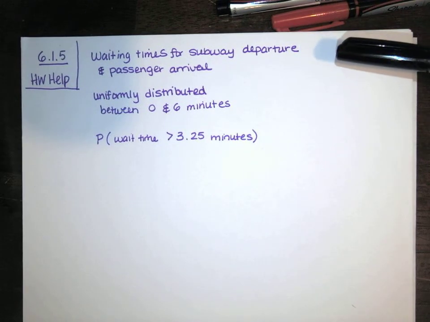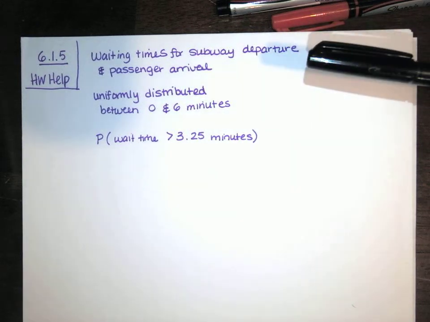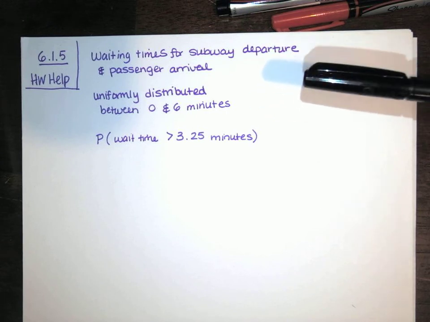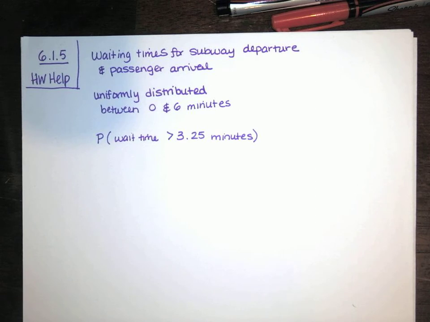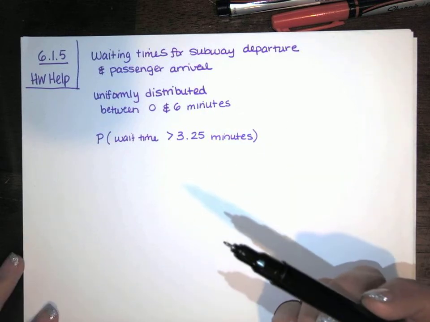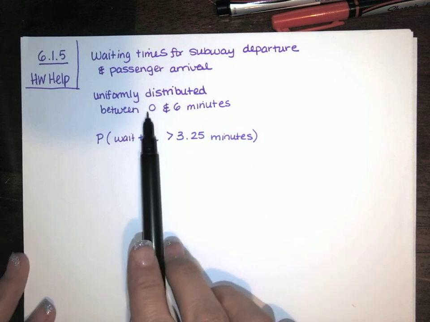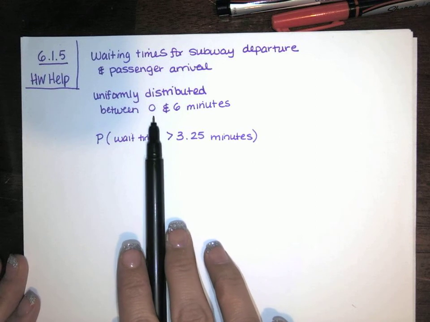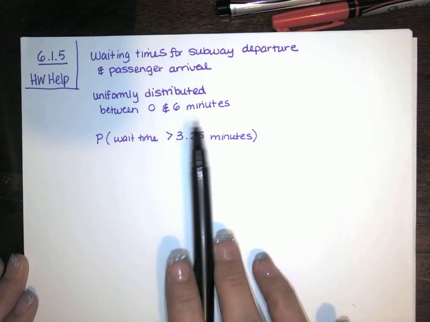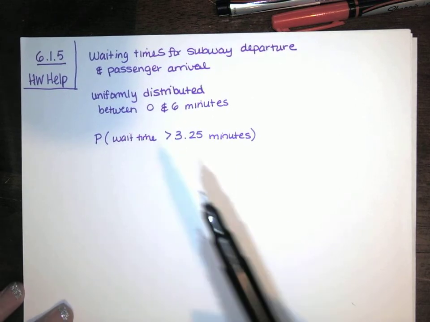It told us in the problem statement that we were dealing with waiting times that deal with subway departure and passenger arrival. And then they told us that the waiting times were uniformly distributed between 0 and 6 minutes. All that means is that if you are just some passenger arriving at the subway and you're not sure how long you're going to have to wait, it's equally likely that you might have to wait 0 minutes as it is that you would have to wait 1 minute or 2 minutes or 3 minutes or 4 minutes or 5 minutes or 6 minutes. All of the possible wait times are equally likely between 0 and 6.